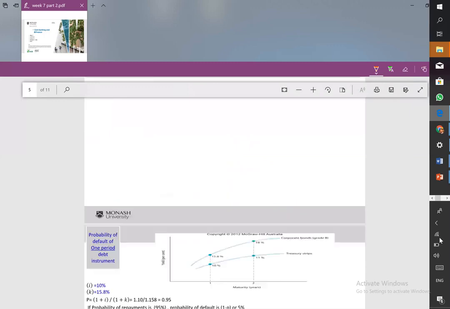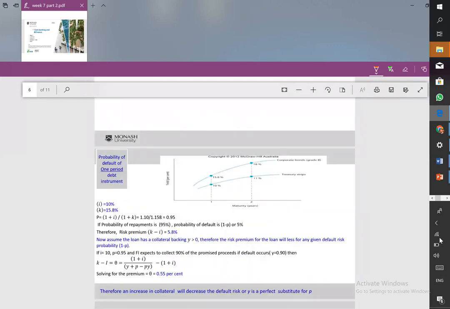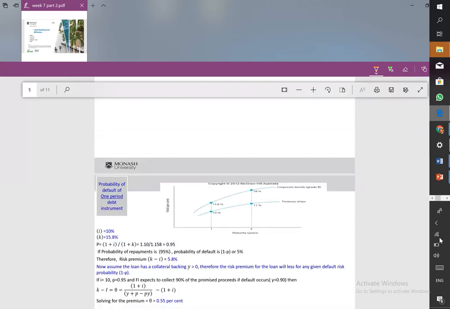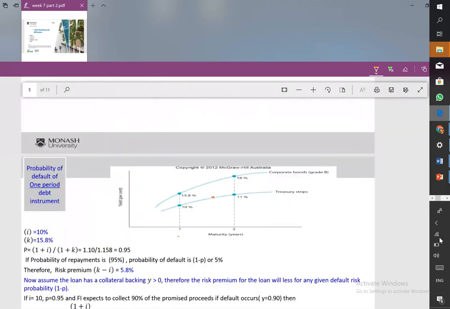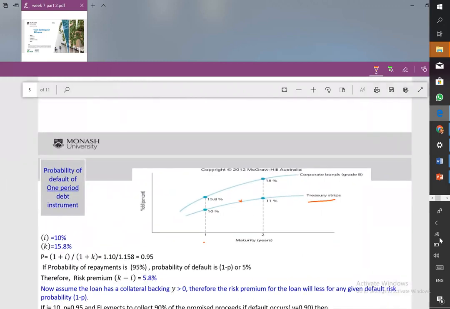Okay, let me go now to another calculation. It's the same thing, and this is how it works. This is year 1, for example, year 2. This line is the treasury, which is the I, the risk-free, and this is the corporate bond, grade B, for example. If you calculate, you can see this real data. It shows for the first year, the difference between 10 and 15.8, so the difference is 5.8. Then we go to the next year, and the spread is increasing.